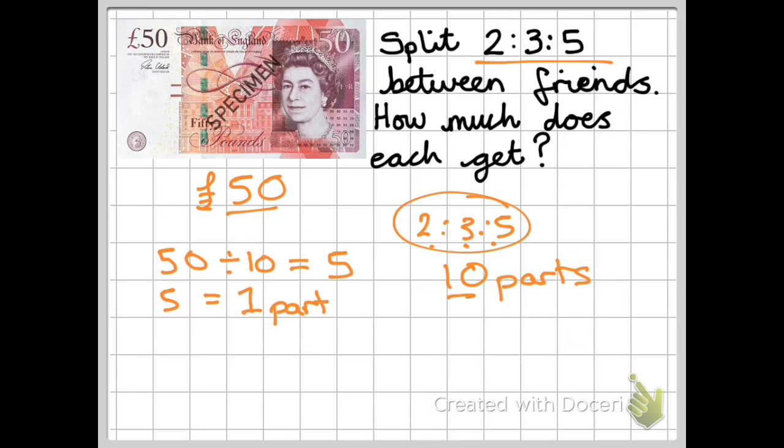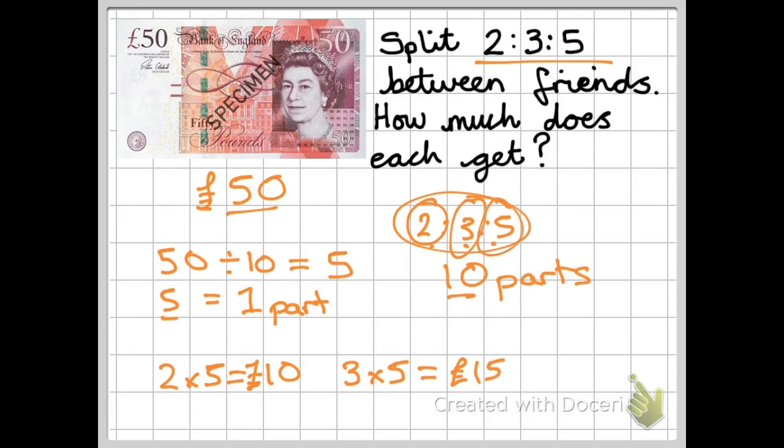So now I've worked out what 1 part is, all I have to do is take the 5 and multiply it by 2. So the first friend would get 2 times 5. They would get £10. The second friend had 3 parts of the £50, so he would get 3 times 5, and that would be £15. And then the final friend had 5 parts, so he would get 5 multiplied by 5, and he would get, lucky him, £25.